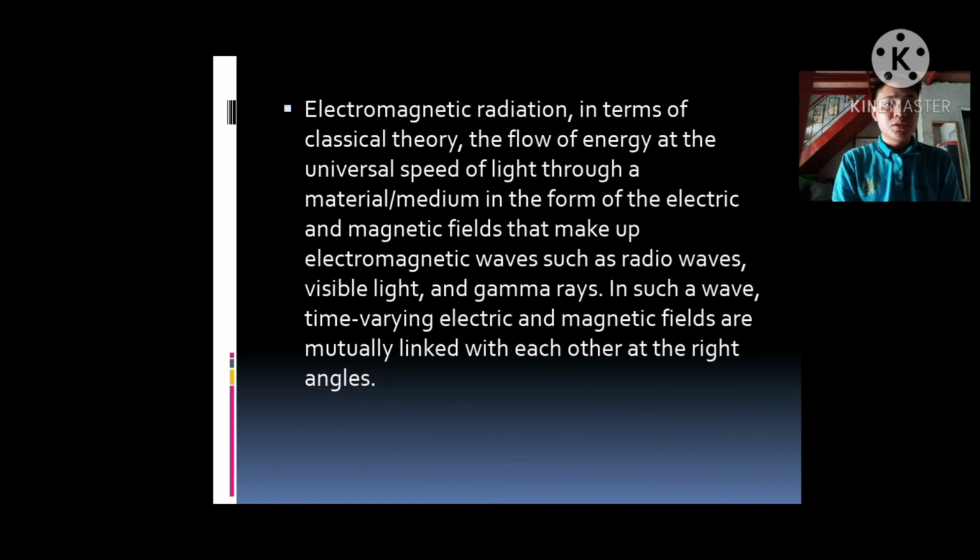Electromagnetic radiation. In terms of classical theory, it is the flow of energy at the universal speed of light through materials or mediums in the form of the electric and magnetic fields that make up electromagnetic waves, such as radio waves, visible light, and gamma rays. In such a wave, time-varying electric and magnetic fields are mutually linked with each other at right angles.